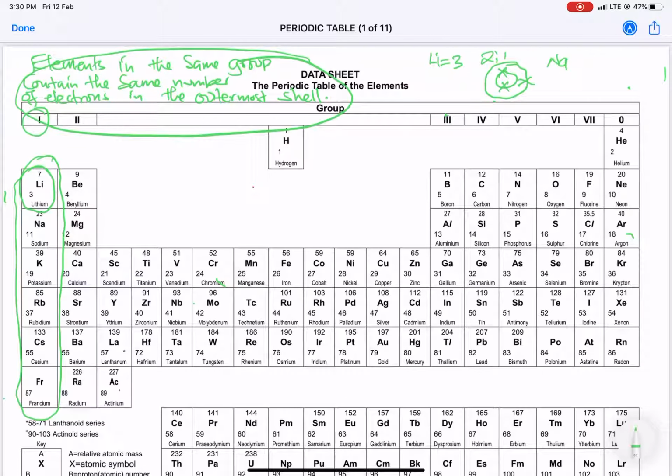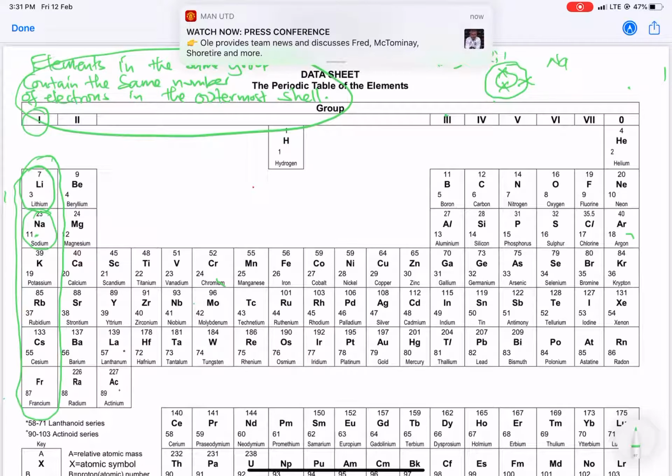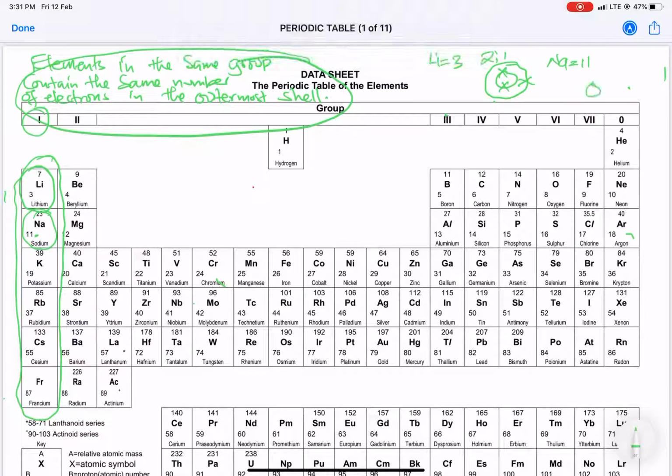Even sodium, look at sodium. So sodium, the atomic number is 11. So the first shell will have 2 electrons. The second shell will have 8. 2 plus 8, that's 10. To reach 11, the outer shell has 1. So we have 2, 8, then 1. So sodium has got 1 electron in the outermost shell, hence it is placed in group 1.